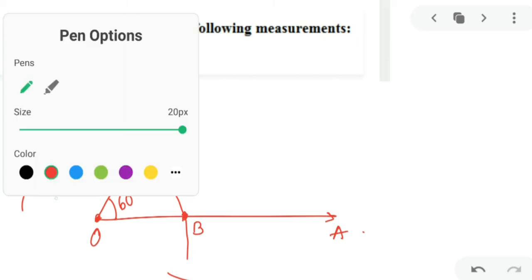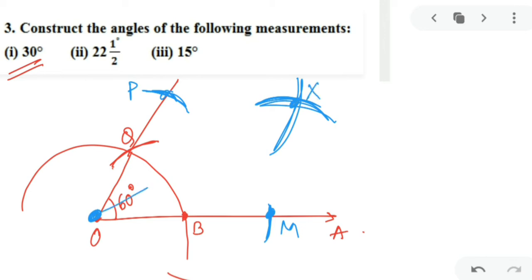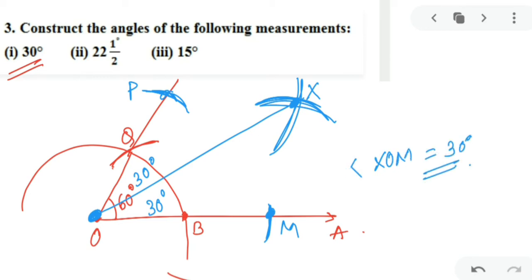Now of this, to make an angle bisector, I put my compass on O, and I'll put an arc here, I'll name it as P. And I'll put the same arc here, I'll name it as M. On M, I'll put my compass, draw an arc here. And on P, I'll draw an arc here. Wherever they intersect, I will name it as X. Join OX, and you will notice that you have drawn an angle bisector. That means the 60 degree angle is divided into 30, 30. So angle XOM is your required angle of 30 degrees.